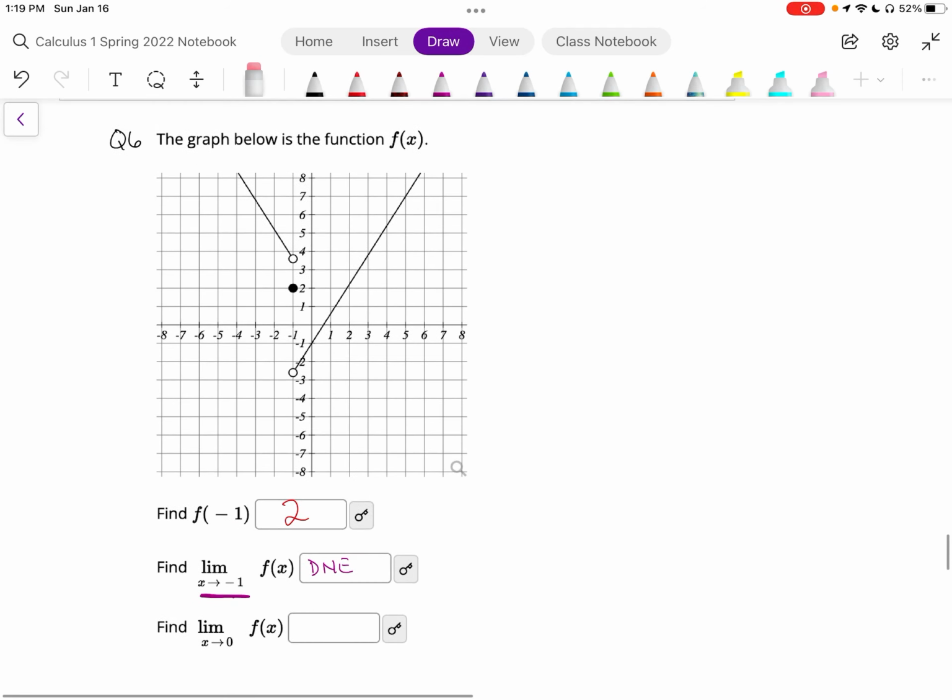What is the limit as x approaches 0? Well, so let's just look at what it would do if we were approaching 0. As we approach 0, where do we end up? We end up right there. So the answer would just be negative 1. So you basically look for the point on the line. So when there's not an open hole or anything, the limit is the value. So don't let that throw you. Okay, so that was question 6. Go ahead and do question 7.